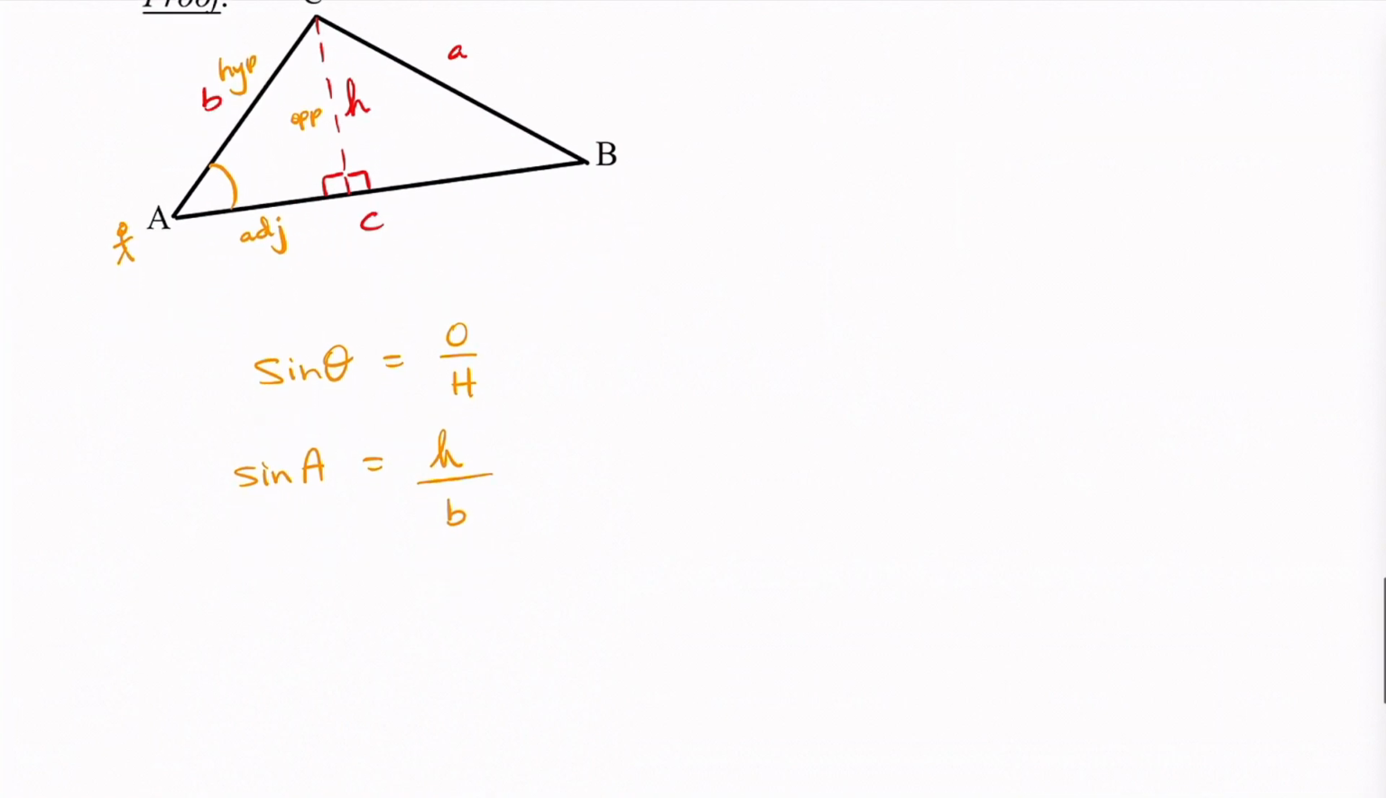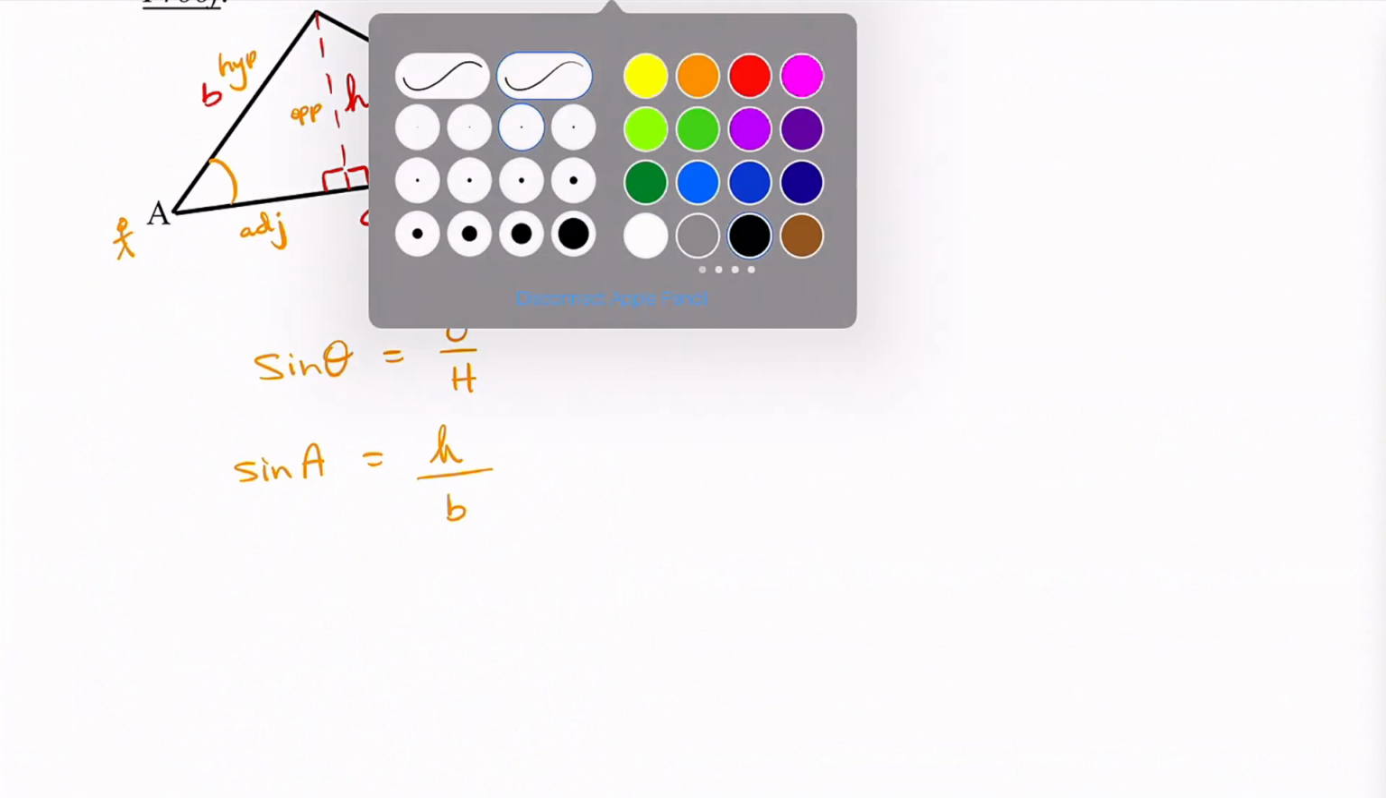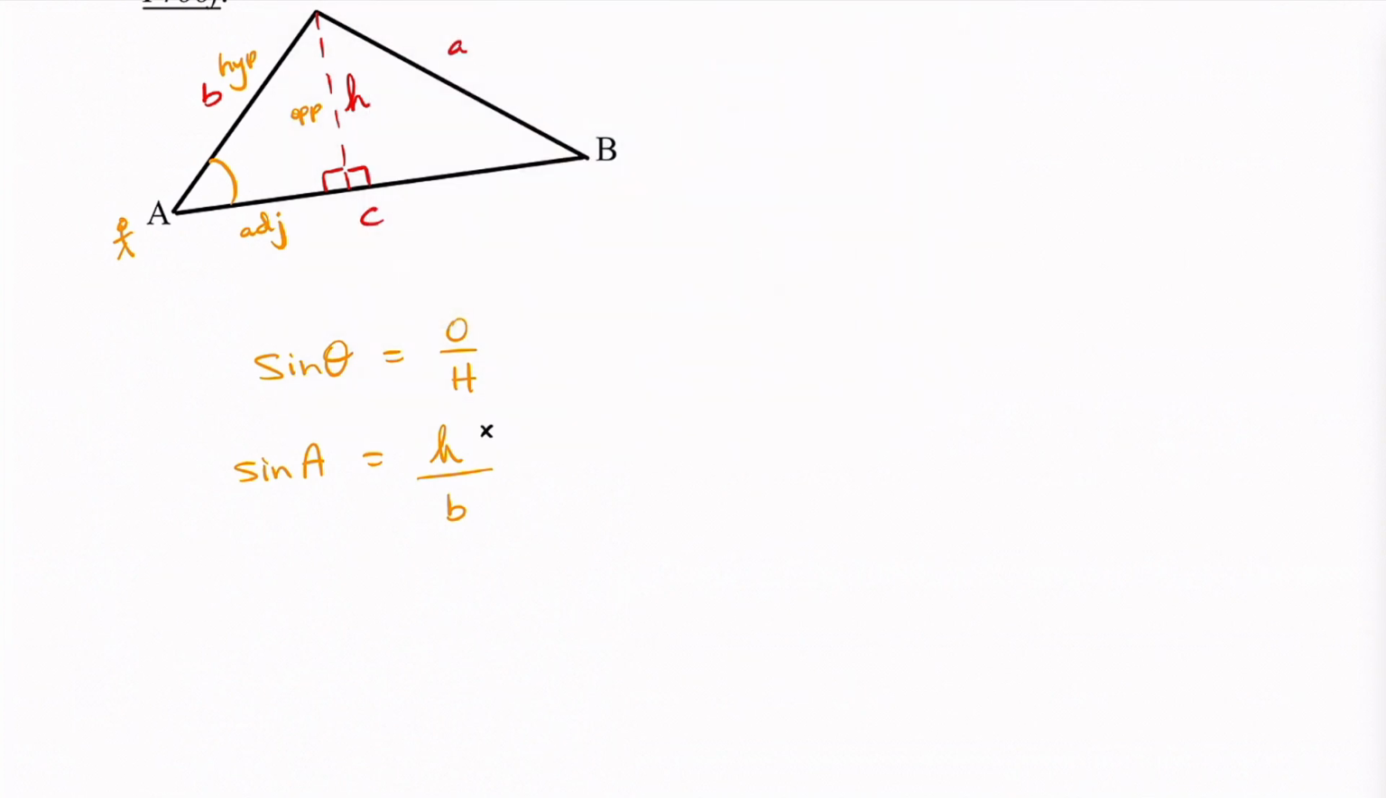Okay, and then what I'm going to do is I'm going to multiply on both sides by b to get rid of this b. So b's cancel, and then I only have an h on that side. So I have h equals b sine A. So I know what h is for that side of that triangle.